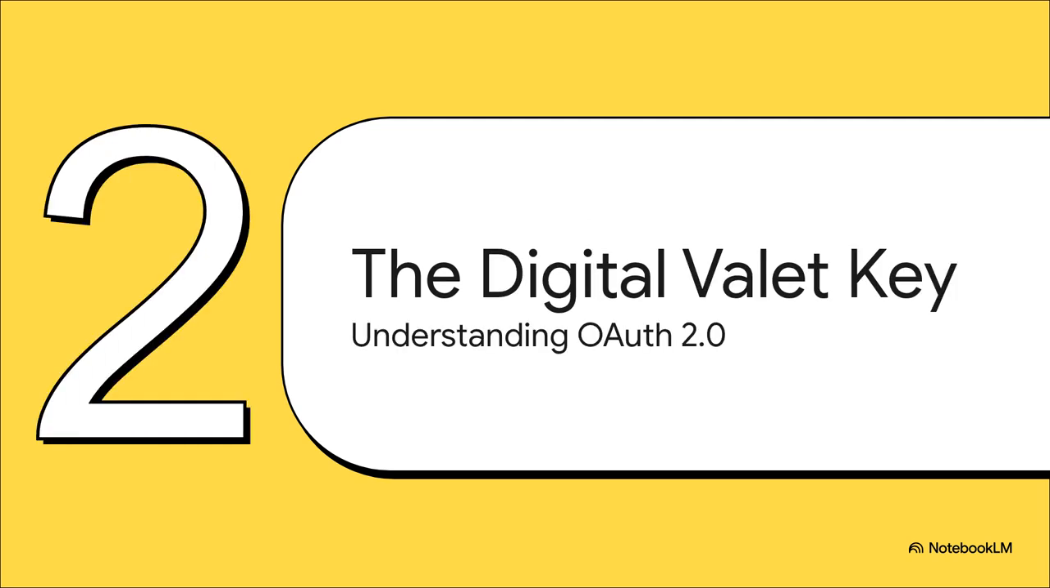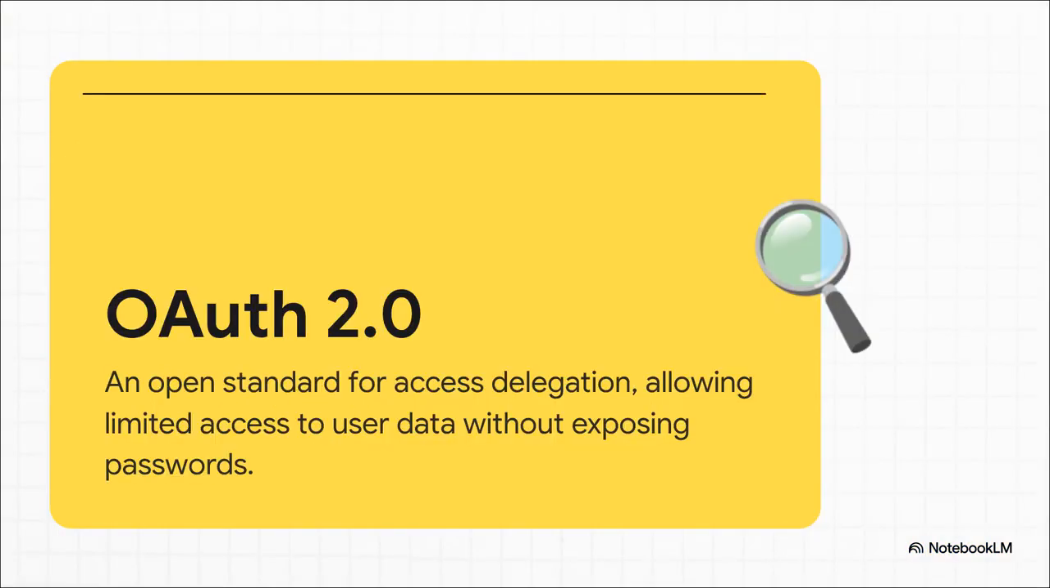To really get what OAuth 2.0 is all about, forget the tech for a second and just think about a hotel key card. You'd never give a valet your house key, right? Of course not. You give them a special key that only starts the car and maybe opens the driver's side door. That's OAuth 2.0 in a nutshell. It's all about giving limited, temporary access. So yeah, the official definition is an open standard for access delegation.